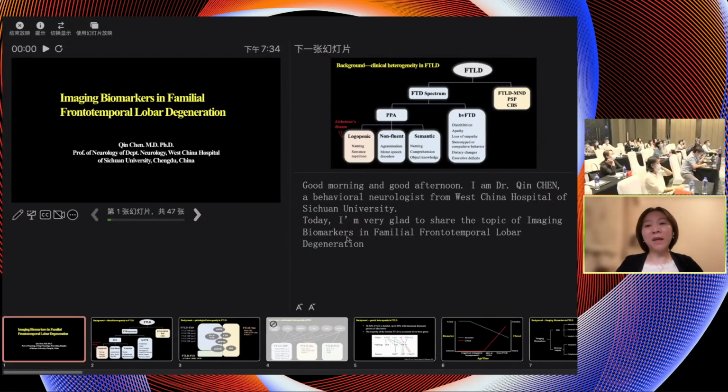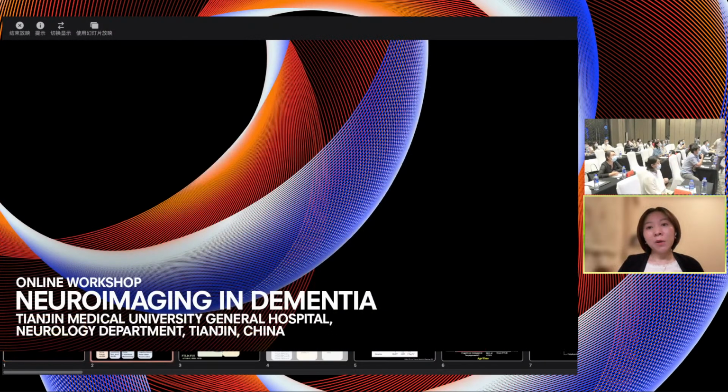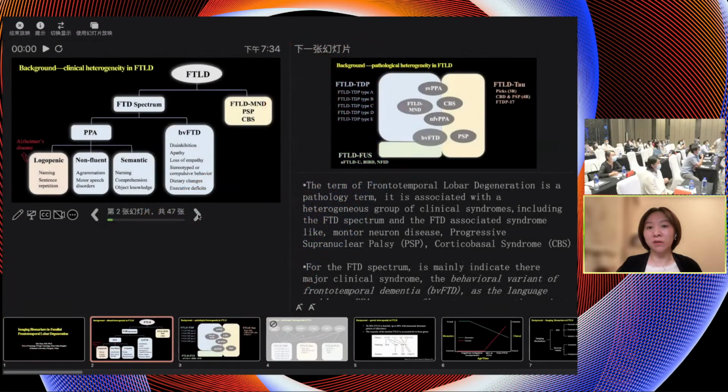Good morning and good afternoon. My name is Qin Chen, a behavioral neurologist from the West China Hospital of Sichuan University. I'm very glad to share the topic of imaging biomarkers in familial frontotemporal lobar degeneration with you guys today. First, we start with the term frontotemporal lobar degeneration.